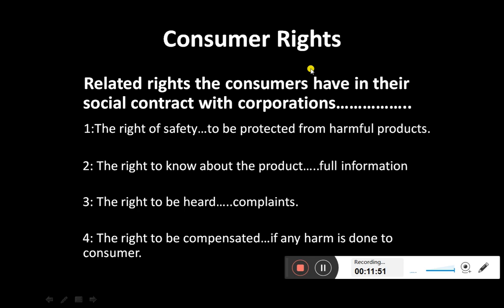The consumer's rights can be, number one, the right of safety, to be protected from harmful products. Suppose, first of all, the consumer has the right that the organization should give a safe product to them, or consumers have the right that they should get a safe product. So this safe product right is known as the right of safety. It means that consumers should be protected from harmful products.